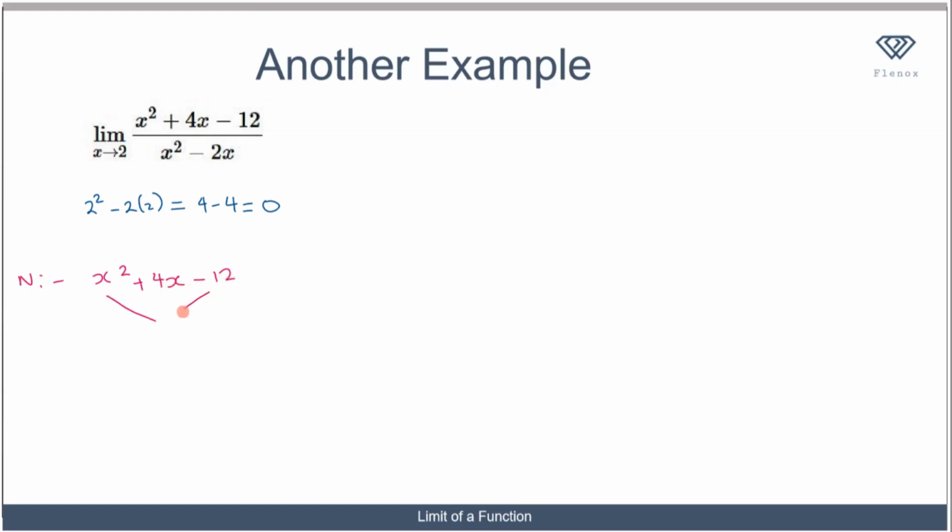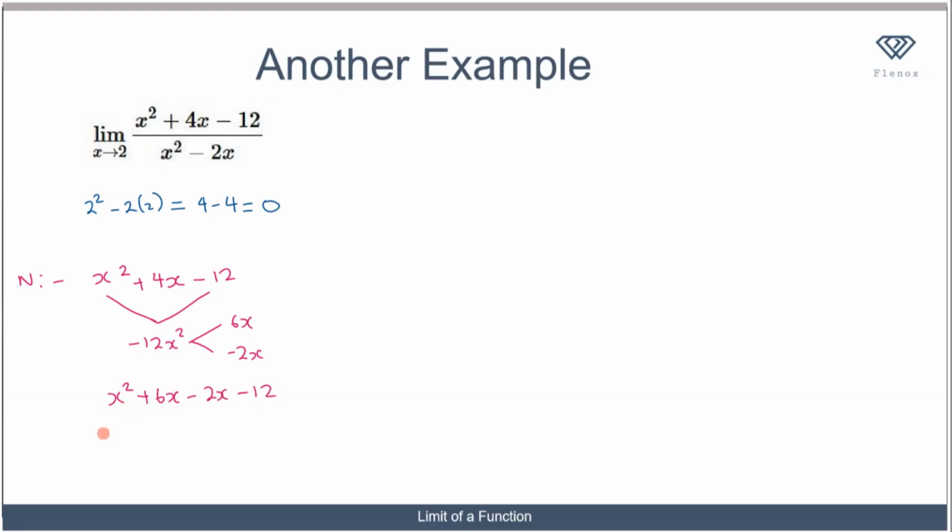So we'll multiply the first and the last term. That gives us minus 12x squared. Then we'll ask ourselves what two numbers can we multiply together to get minus 12x squared, but when we add them together, we get 4x. And those numbers turn out to be what? To be 6x and minus 2x. Because 6x times minus 2x gives us minus 12x squared, and 6x plus minus 2x gives us 4x. So we replace 4x with this, and that becomes x squared plus 6x minus 2x minus 12.